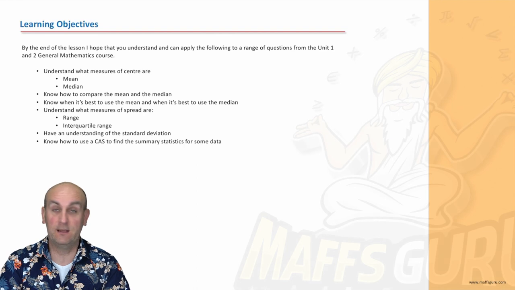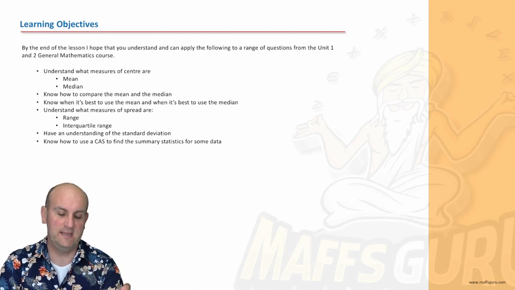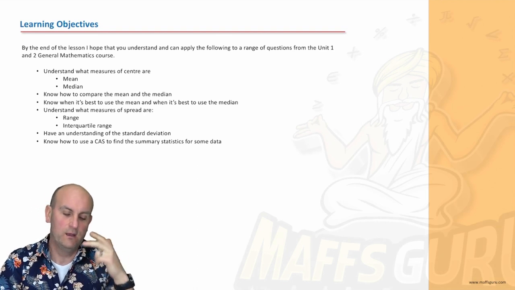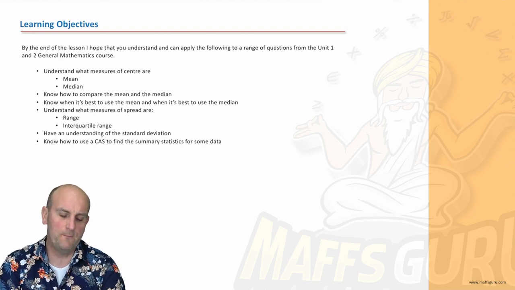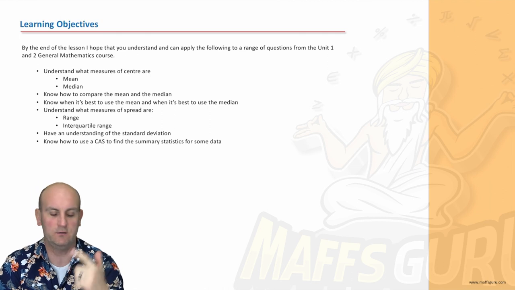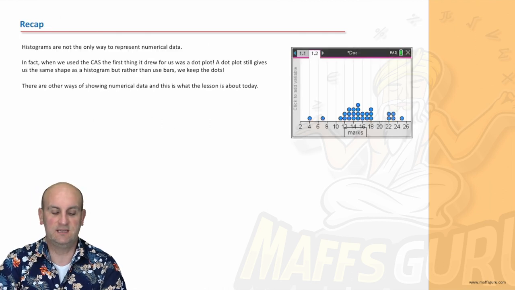Right, what are we looking at? As I say, there's a lot to cover here. We're going to look at mean and median and how to compare, know when it's best to use the mean, when it's best to use the median. Understand what measures of spread are, i.e. the range and the interquartile range, and understand standard deviation.